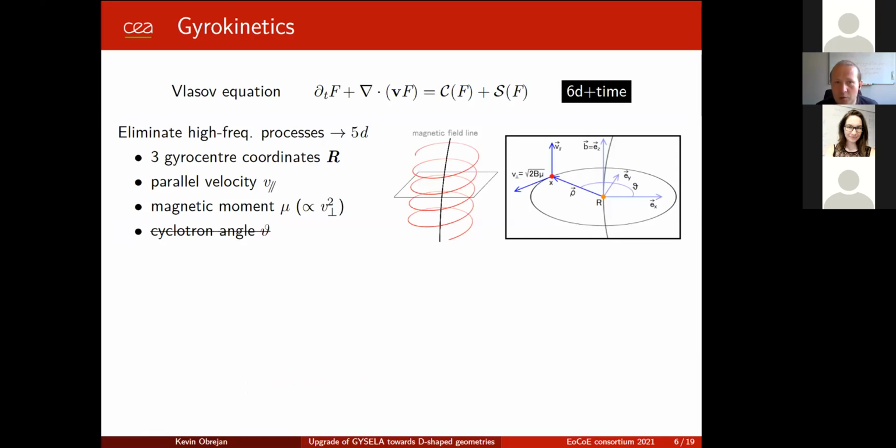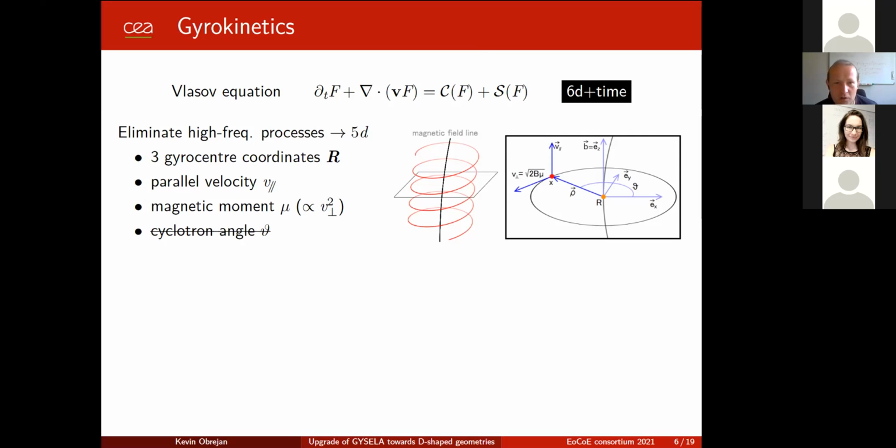So the model we use to describe the plasma, there are several available, but what we use is called gyrokinetics. So it's based on the Vlasov equation, which is a transport equation in a 6-dimension phase space. So the divergence here is not just in 3D, but in 6D. With on the right-hand side, there can be collisions or heat sources or various other terms.